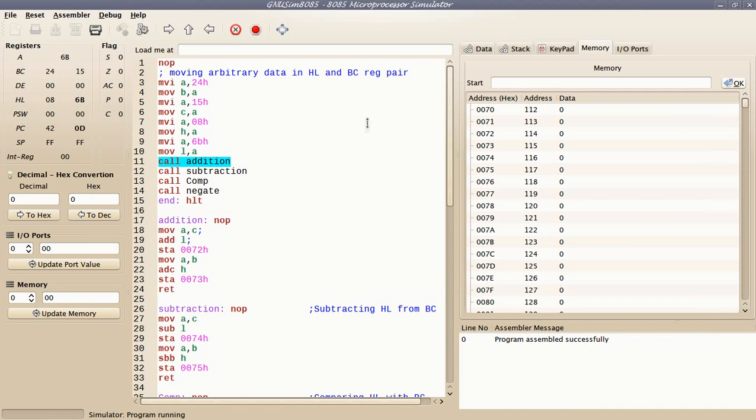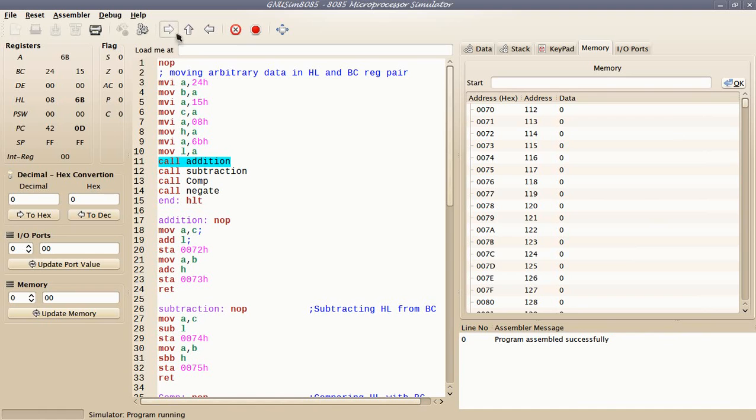Hello everyone, in this video I will explain about 16-bit arithmetics on 8085 microprocessor. In 16-bit operations I will cover addition, subtraction and comparison of two 16-bit numbers and also negating a 16-bit number. Here I have two 16-bit numbers stored in BC and HL register pair.